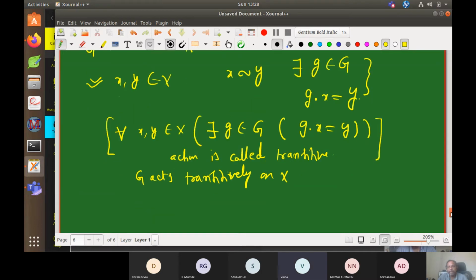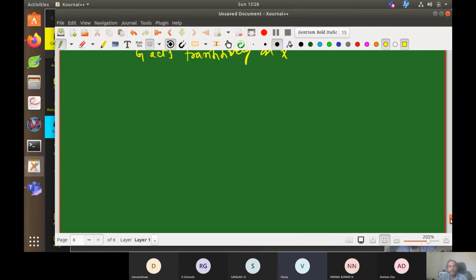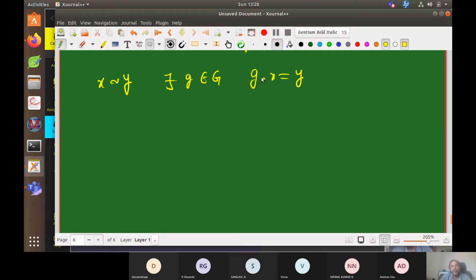Sir, it looks like an equivalence relation. Yes. So this relation: x is related to y if there exists g belonging to G such that g·x is equal to y, or simply g x equal to y. So why is this an equivalence relation? First, is it reflexive? Identity belongs to G, so e·x equals x. So x is related to x is clear.